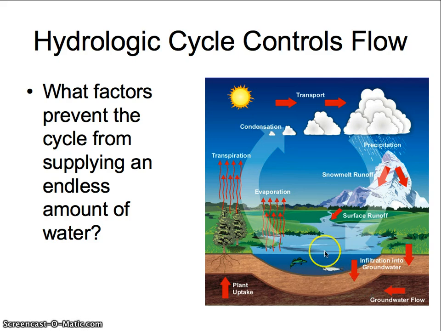It gets stuck in precipitation or in glaciers and ice melt. It can also get stuck in things like oceans, and then also in groundwater. So there's not an endless supply of water. It's a renewable resource. As it goes through the hydrologic cycle, it ends up being refreshed and cleaned and reused over and over again.